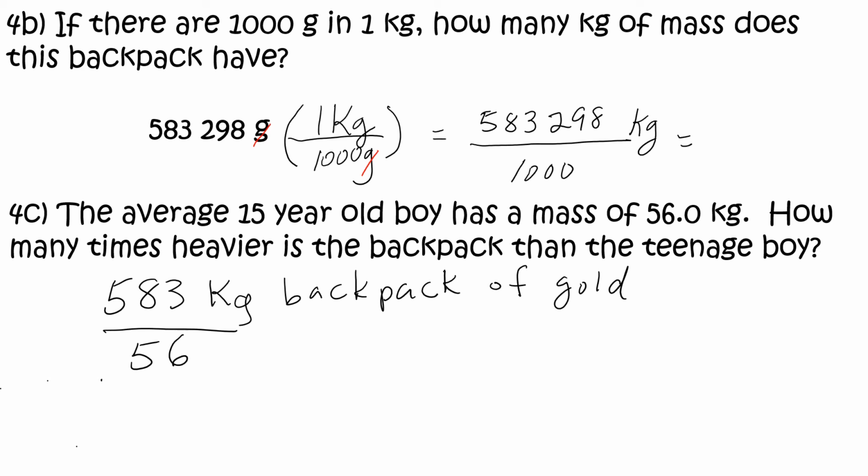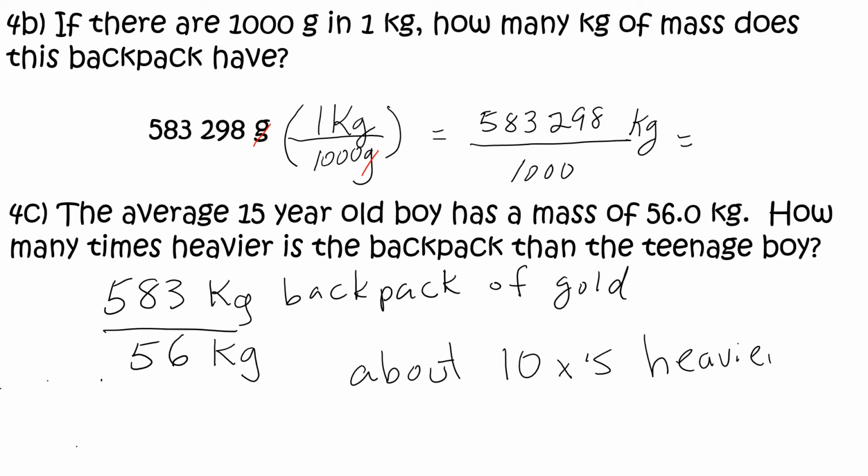I'm going to divide this by 56 kilograms, and if I do that, I end up getting about 10 times more or heavier. That backpack of gold is about 10 times heavier than the average teenage boy. So if I say that you would be able to retire for 3 lifetimes, that would be true. Okay? All right. So hopefully that helped you in how to evaluate and set these problems up and to think them through and how you would use density. Okay?